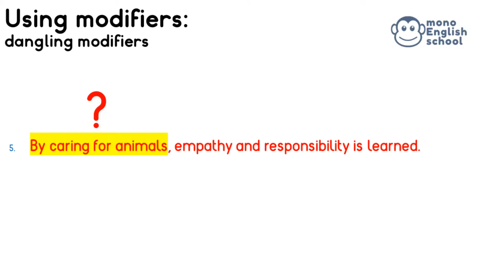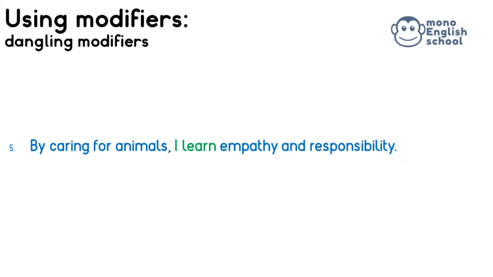To correct this, we need to add a word for the modifier to connect to. And of course, that word should be placed as close as possible to the modifier. We can resolve this error by adding I. Now the sentence reads, by caring for animals, I learn empathy and responsibility. Notice how we have changed the verb from passive voice, is learned, to active voice, learn.